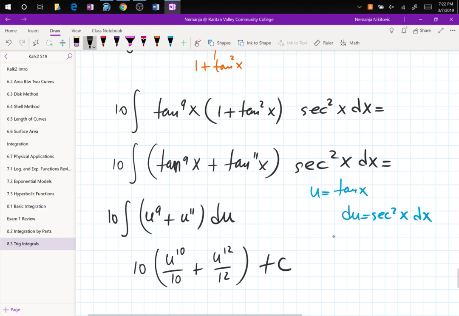How did it become tangent to the 11? When you multiply, 9 plus 2 is 11, right? The 10 goes up.